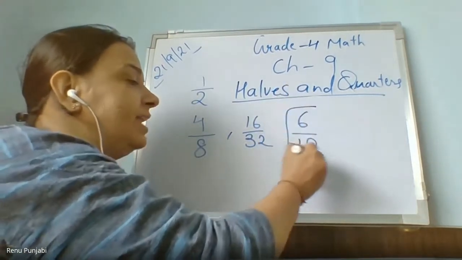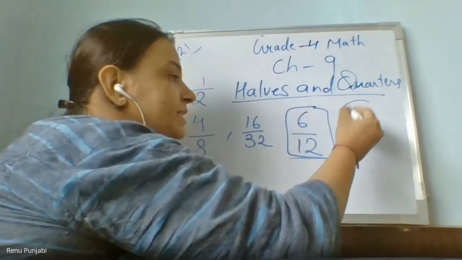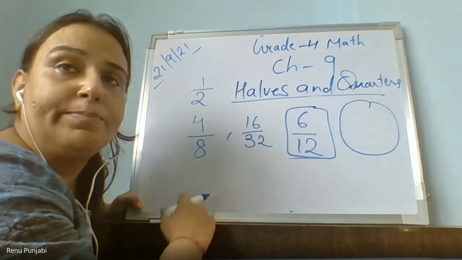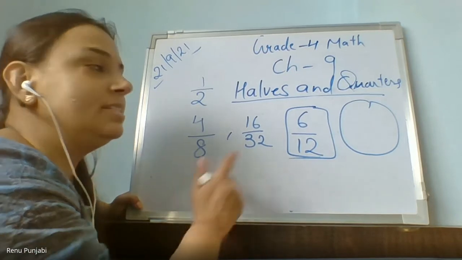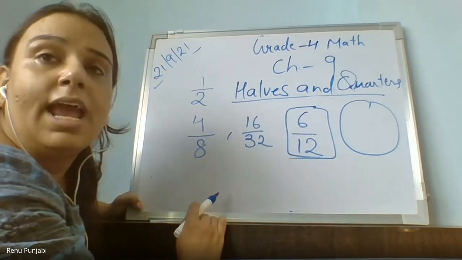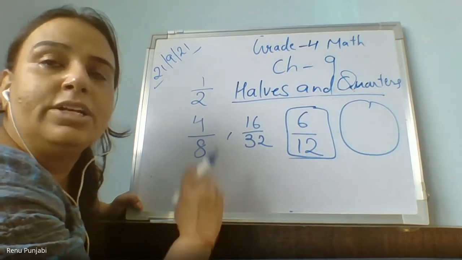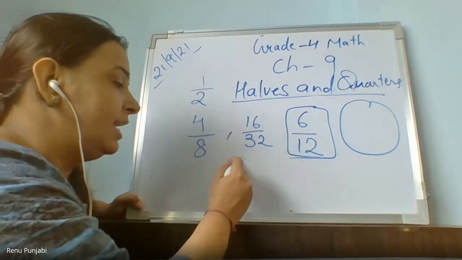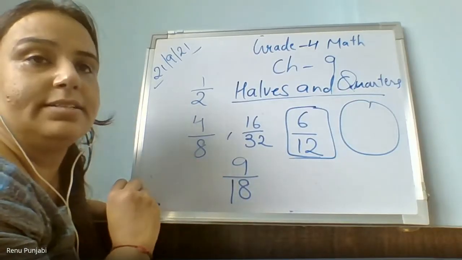Suppose I gave 6 upon 12 part to a friend. There is a pizza, I made 12 equal parts of it. 6 parts I have given to one person and 6 to the other person. So 6 upon 12 is also the half. Am I clear? Now, 9 upon 8 is wrong, Meet Pohit. It will be 9 upon 18. 9 upon 18 is the right answer.